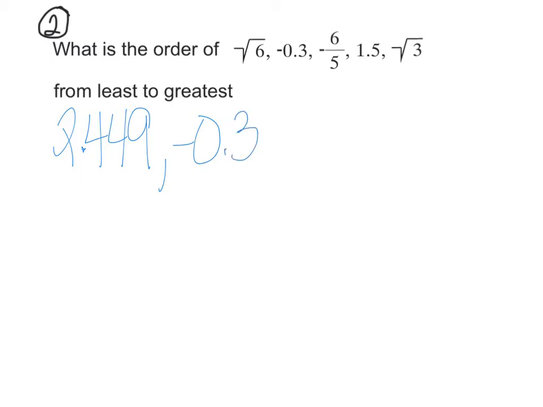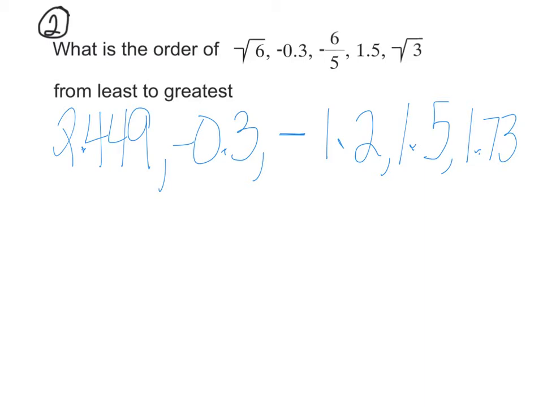Then negative 3/10 is already a decimal. And then 6/5, I'm just going to take 6 divided by 5, it's negative, and I get negative 1.2. Then 1.5 is already a decimal. And then square root of 3 is 1.732. I'll just need that. All right, so from least to greatest.